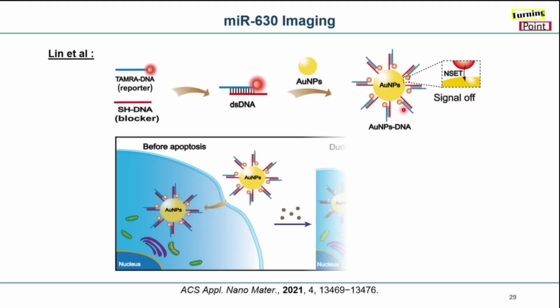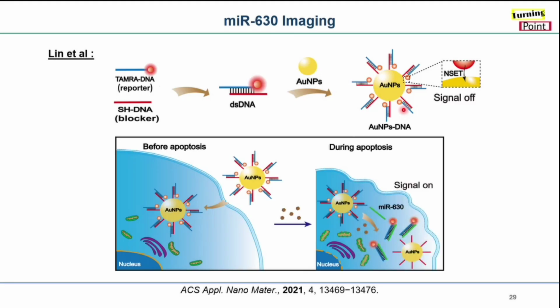So they did the studies. Before the apoptosis process, the microRNA is not present, so the reporter remains bound to the nanoparticle and stays close. It's a signal-off state. During the apoptosis process, the microRNA concentration is increasing. This microRNA will selectively bind to the reporter molecule and the blocker will move far away. As a consequence, the nanoparticle and the dye move far apart, and we can see the fluorescence turn on. In this process, they did imaging.